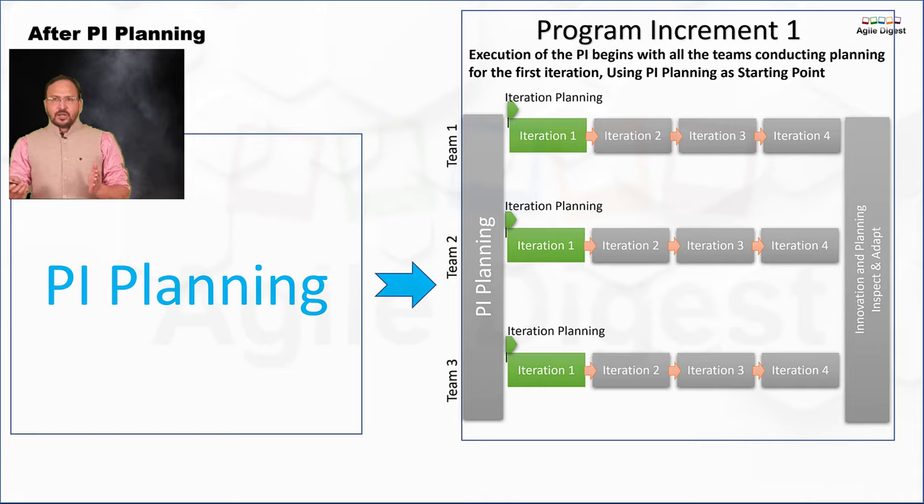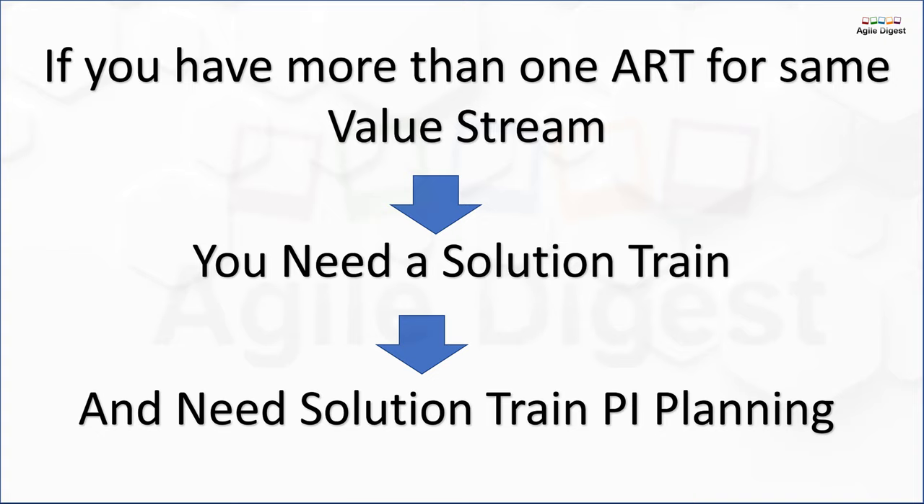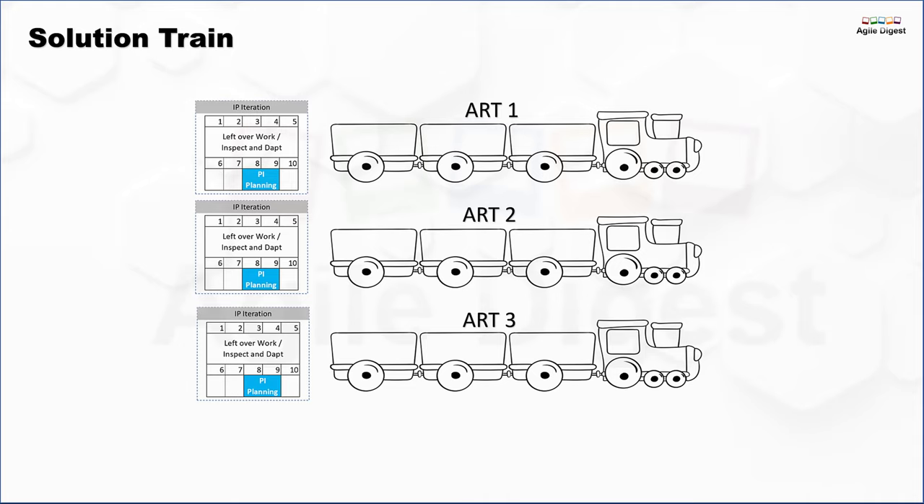Now let's talk about if you have more than one train in your Scaled Agile Framework. For example, if you have 300 people, you may not be able to manage it with one ART. So you may need 2 or 3 ARTs, and if you have more than 1 ART, you need to have a solution layer or large solution layer, where one solution train will have multiple ARTs, or agile release trains.